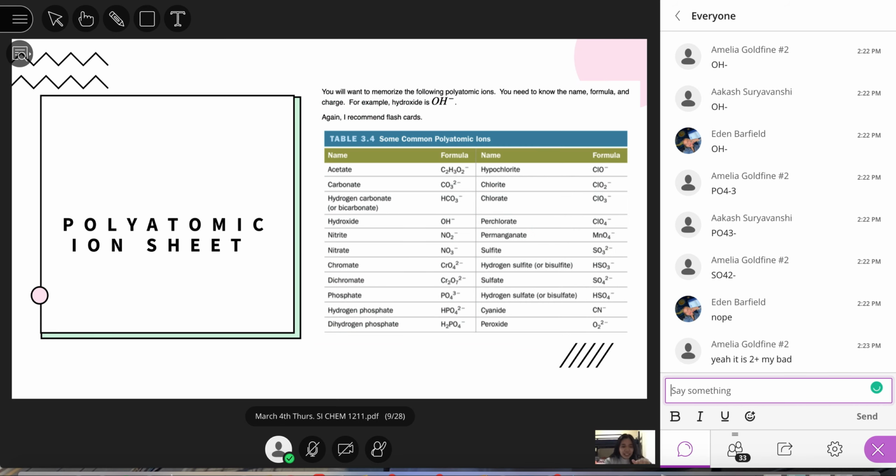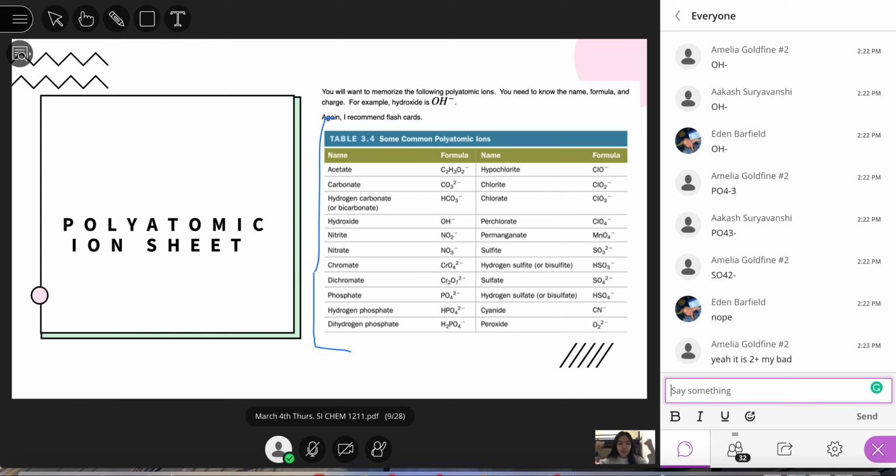And then she wrote this, so she said you will want to memorize the following polyatomic ions. You need to know the name, formula, and charge. So she put all of these out here. I don't think you need to know all of these, but since it's a test, you might have to know them. So again, just lightly memorize them.